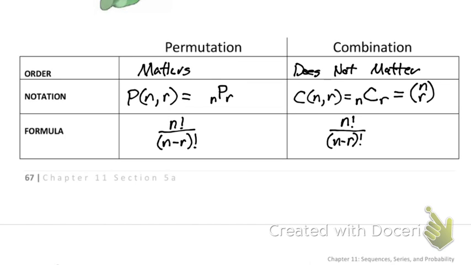In combination, order does not matter. So what you need to do is get rid of all of the ones where order mattered, where like 1, 2, and 3 would be the same thing as 3, 2, and 1 as long as you pick the same 3. Combinations are going to have a lot less. So you're going to multiply the bottom by R factorial.